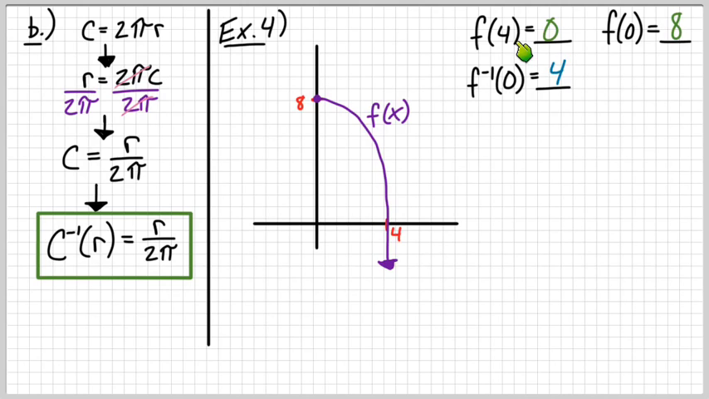So notice the relationship here. F of 4 was 0. F inverse of 0 is 4. So now it was like we were looking for the y value to get the x out.